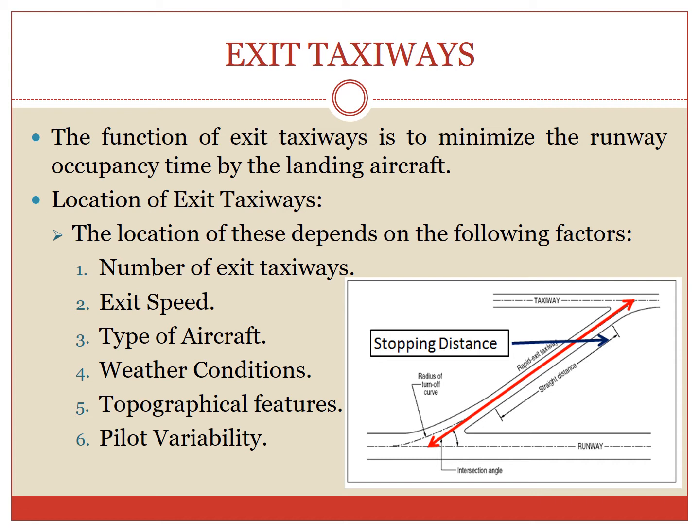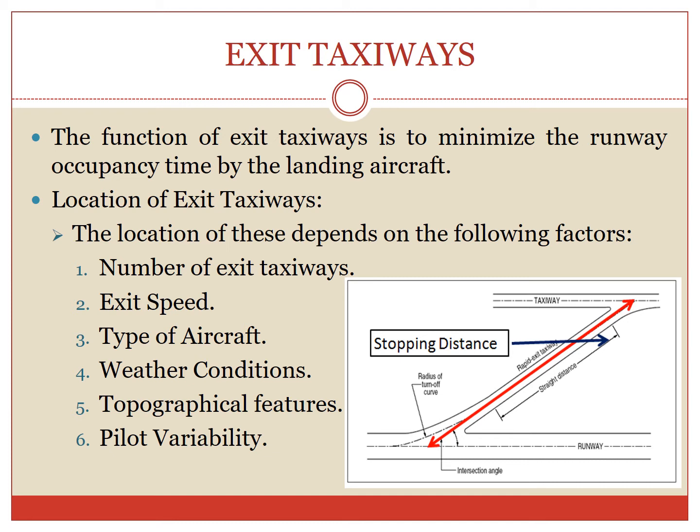Now I'll explain one by one everything. What is the number of exit taxiways? If there are only two exit ways, they would naturally be provided at the runway ends. If there are more exit ways, these are distributed along the runway length. Next comes the exit speed. The aircraft requires a certain length of runway to reduce its speed from the landing speed to the exit speed, that is the turn off speed. Thus, the exit speed also affects the location of the exit taxiways.